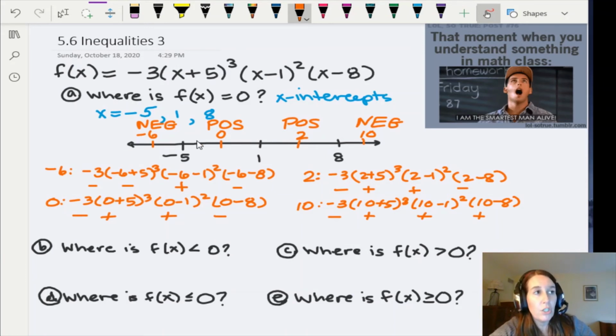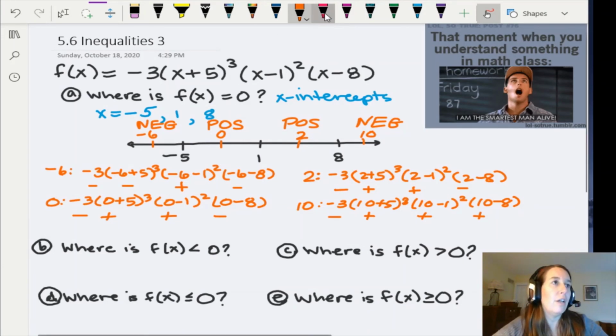This region of my graph is positive, positive, and then negative. So in other words, if I plug in -2 into this function, I don't know what number that is, but I know it will be a positive number. If I plug 100 into this function for x, I know that that will be a negative number. That's what it's telling me. So now we will answer all of the questions.